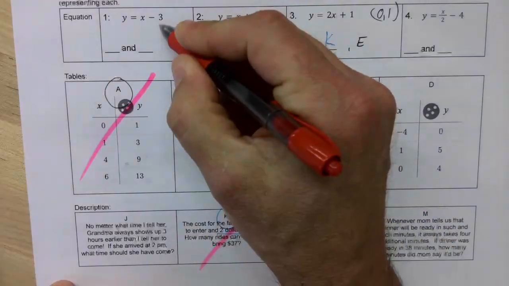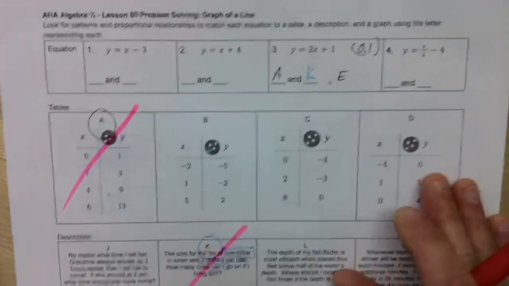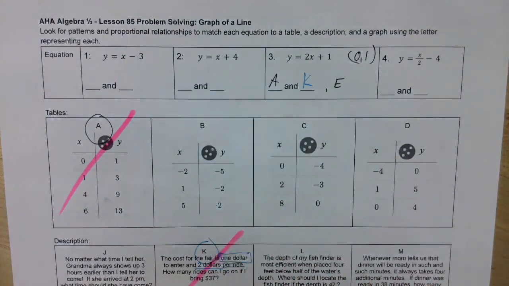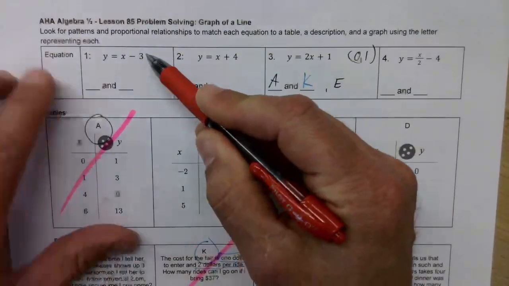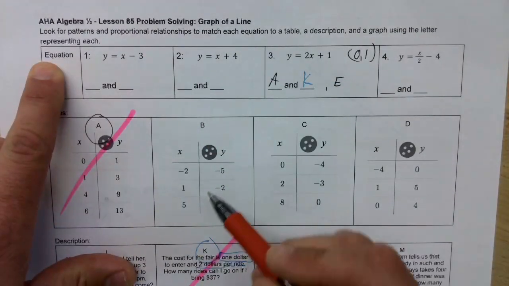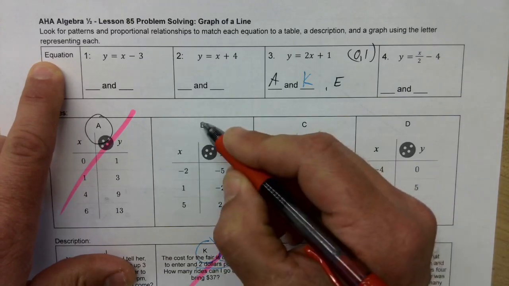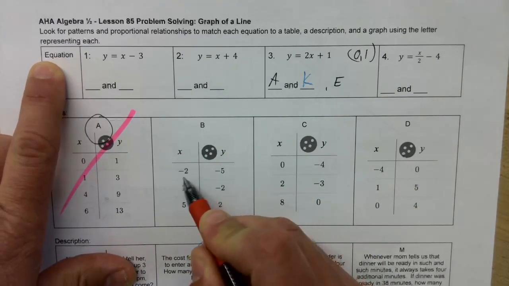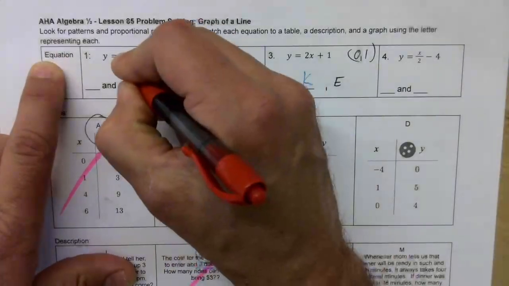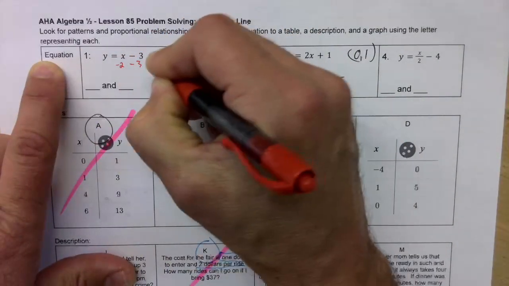So y equals x minus 3. Who got the table for equation 1? X minus 3. Morgan, was that you? Did you get that one? What's the table that goes with that one? B. Now, she specifically told me, hey, when you plug in negative 2 for x, and you subtract 3, you get negative 5 for y.